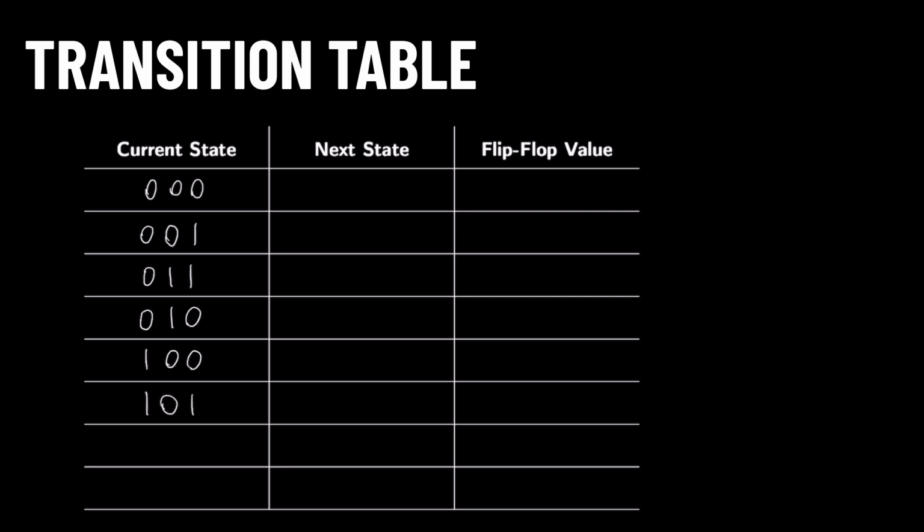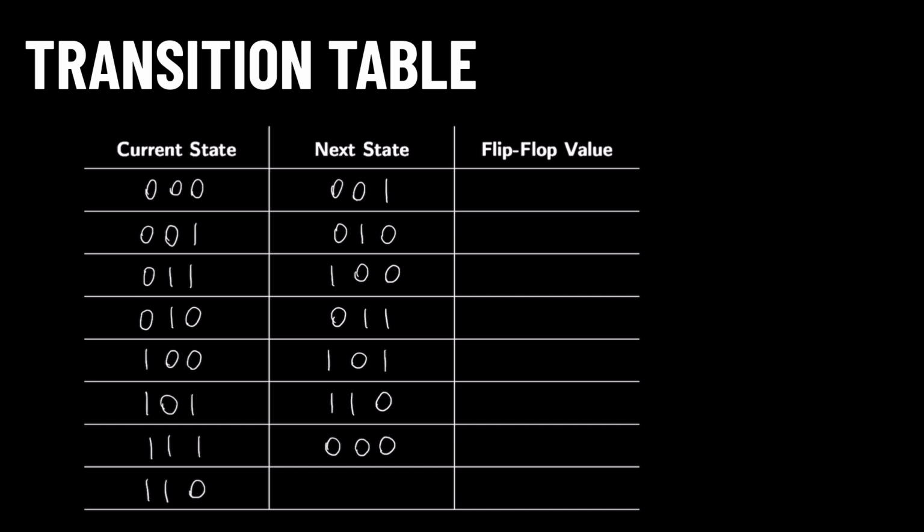This will hopefully make it easier to put data from our transition tables into our K-maps to solve for expression values. The next column contains the next state values. By looking at the state diagram, we figure out where the circuit goes next and represent that as a binary value in the transition table. If the current state is 0, then the next state is 1. If the current state is 1, the next state is 2, and so on.